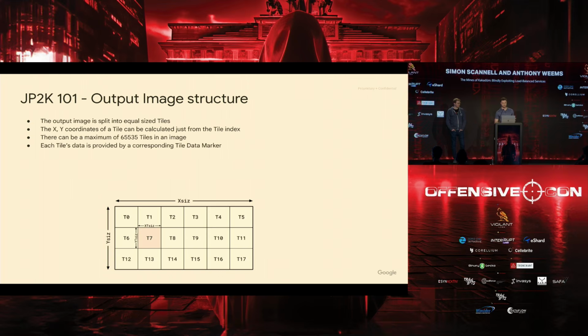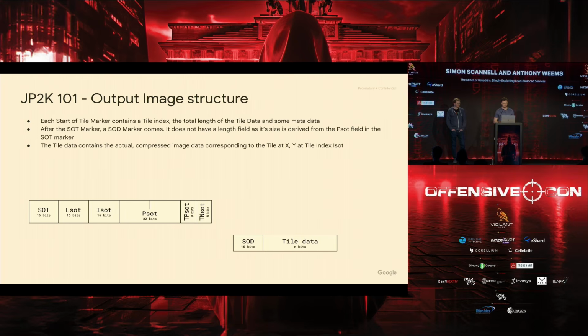So what the parser will do, it will go through all of the different tile markers, and we'll get into those on the next slides, figure out what the offset is, and then decode the data, and then write it in the correct position into the output image. So here we can see, and this is the last marker that I have to get into, and then we can get to the vulnerabilities.